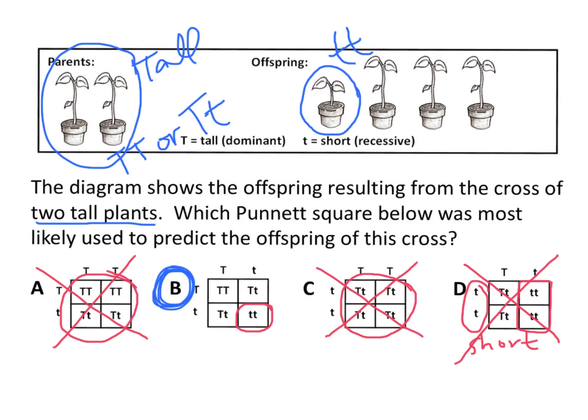I can also see in B that I show a 3-to-1 ratio in the offspring of tall to short. And that also coincides with the information that's given in the diagram. So that's even more proof that B is the correct answer to this question.